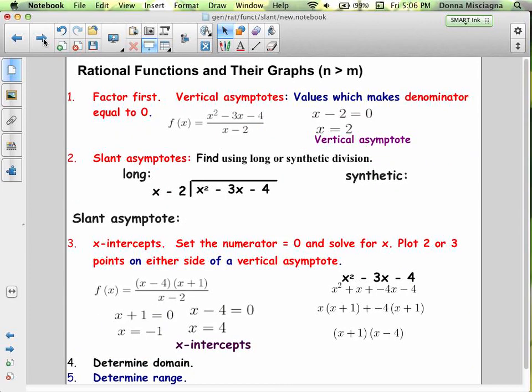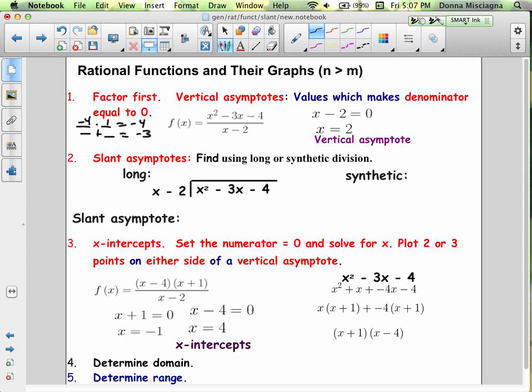Let's take a look at our first one. The first one is in your notes. A little faded there, but it is in your notes. First of all, we want to factor first. We have x squared minus 3x minus 4 over x minus 2. I have it already factored at the bottom there, but I'll go over that with you in terms of factor by grouping. 1 times negative 4 is negative 4, and the two numbers that multiply to give us negative 4 but add to give us our b term of negative 3 would be negative 4 and 1.